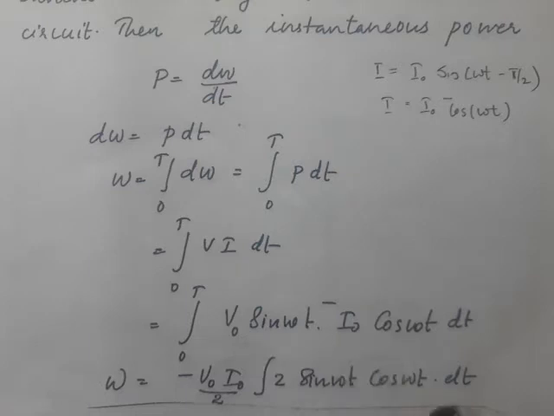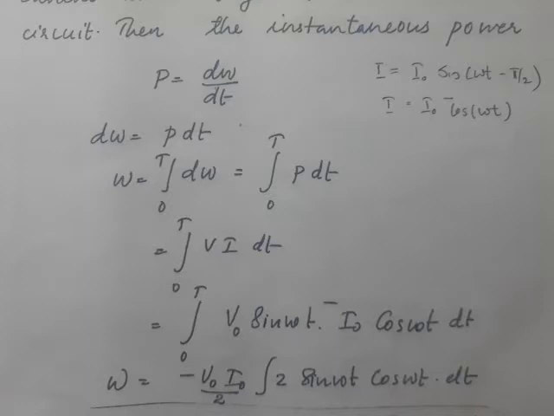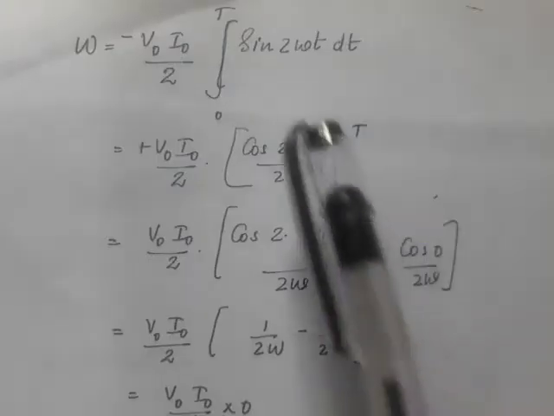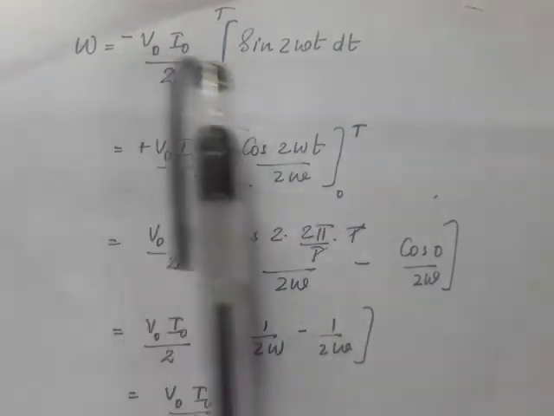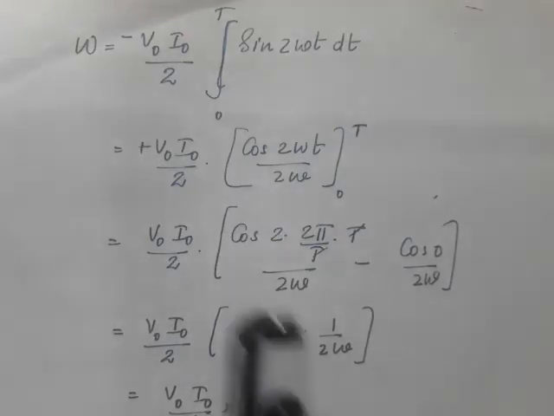So what we will do is multiply and divide by 2. So this becomes 2 sin omega t cos omega t dt divided by 2. Seeing this relation, 2 sin theta cos theta should come to your mind, that is sin 2 theta. So here it will be sin 2 omega t. So here we have V0 I0 by 2 sin 2 omega t dt, integrating from 0 to t.